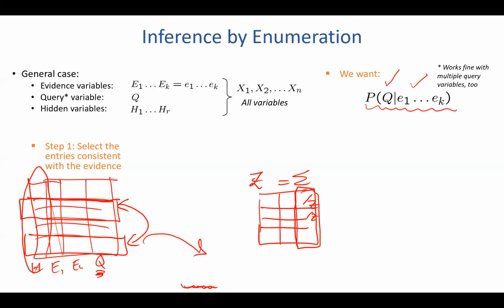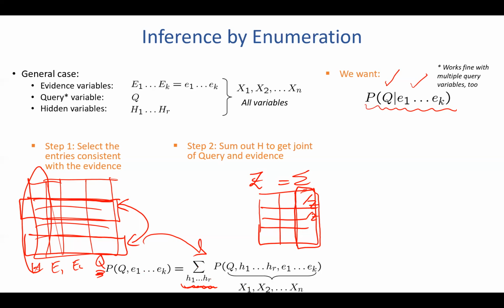So the first step is to select the entries that are consistent with the evidence E1 to EK. Then sum out the hidden variables to get the joint of the query and evidence, because this is what we want. We look at the joint distribution, and we sum out all of the hidden variables that we have so that we can remove them from our query to get to this point, because this is what we are trying to solve, what is in our actual question.